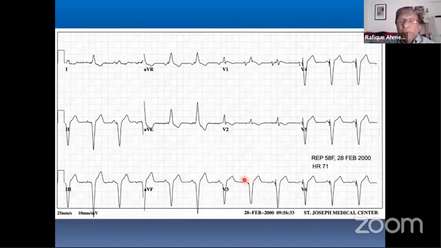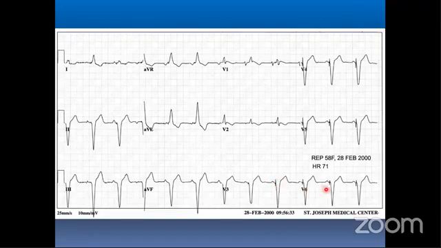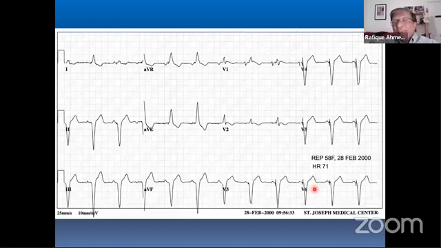So there is a P wave followed by a pacing spike and QRS. P wave followed by pacing. So it is sensing the atrium, pacing the ventricle. Yes, sir. Right? So it's a dual chamber pacemaker, yes, sir. Okay, now remember the date, 28 February 2000.